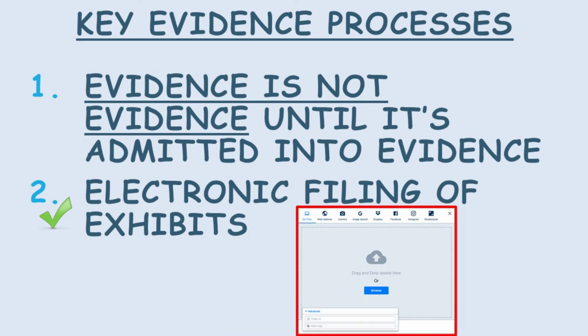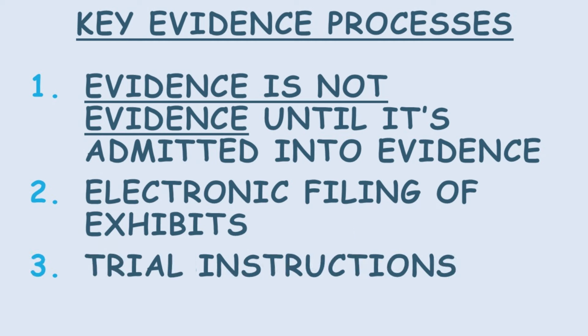Number 2, since the COVID pandemic in 2020, more courts accept evidence electronically into the court's filing system, so both sides can see it. But it's not officially admitted into the case until you formally admit it as evidence during the trial. The electronic system just makes it easier to access.